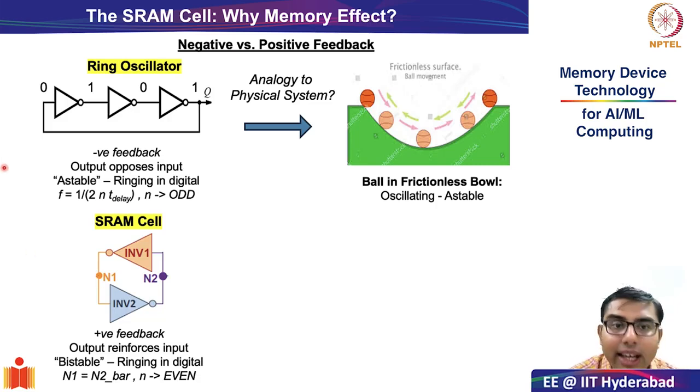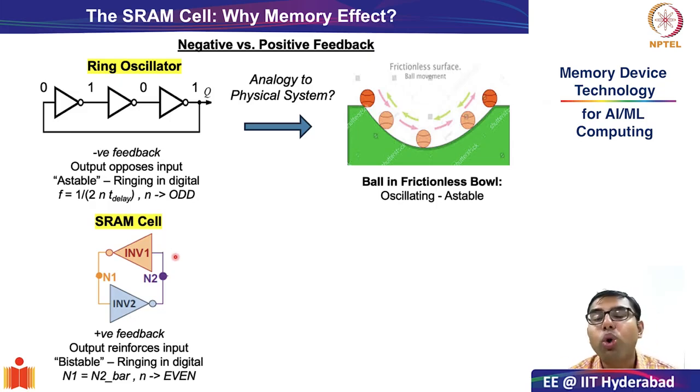This is exactly opposite of what was happening with the ring oscillator. And therefore, this system is called a bistable system. It is called a bistable system because there are two stable values. N1 can be 0, N2 can be 1, or N1 can be 1 and N2 can be 0.